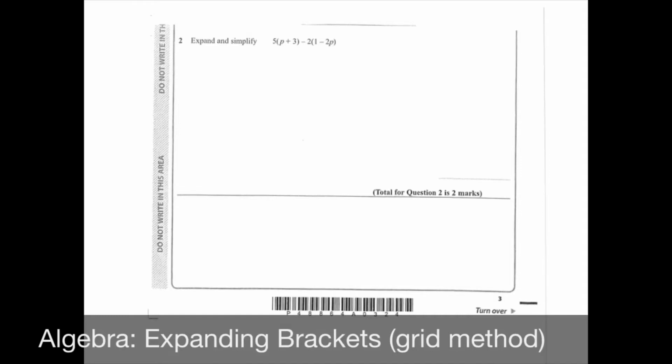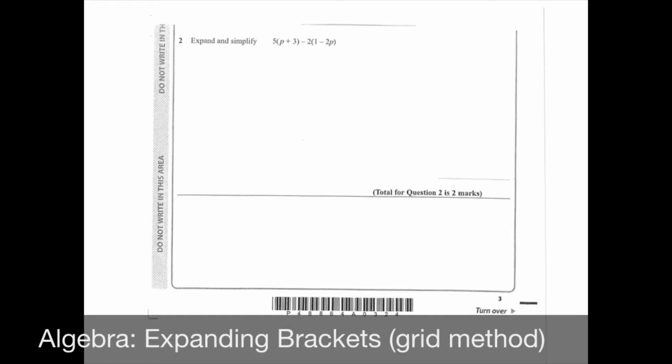This is a single bracket expansion problem because I've got one thing on the outside, just this 5, multiplying together this whole bracket. So in between that 5 and that bracket is a multiplication. So I'm doing one thing, 5 times the bracket. Same thing here, I've got -2 times this whole bracket. So it's single bracket expansion.